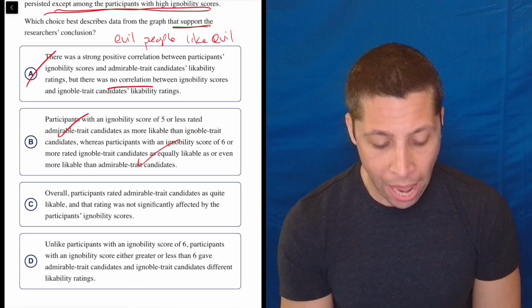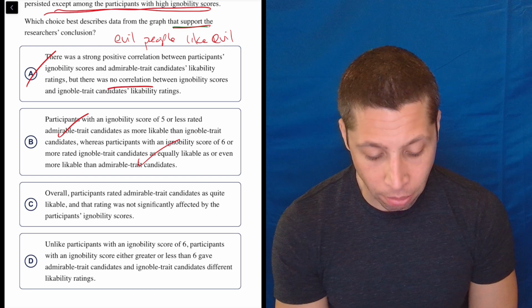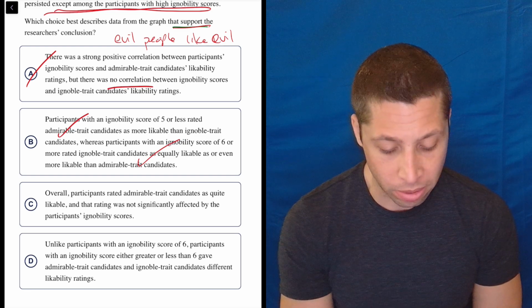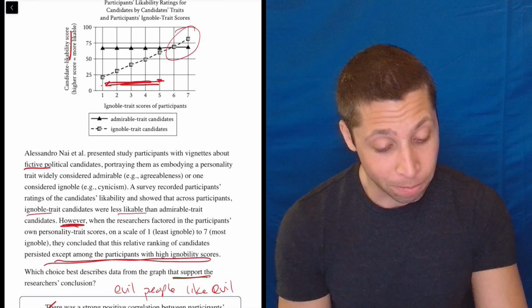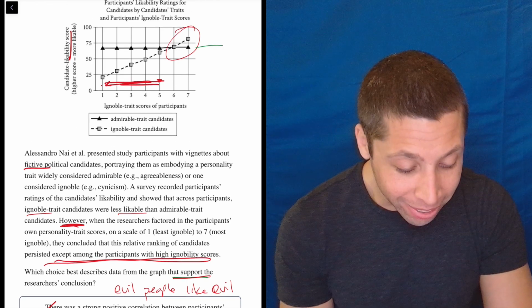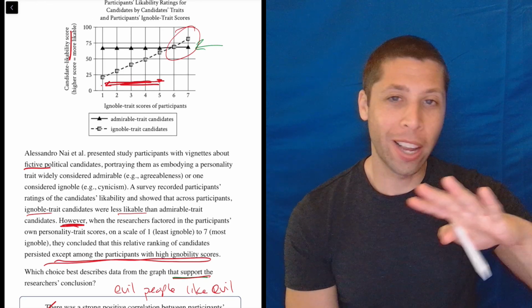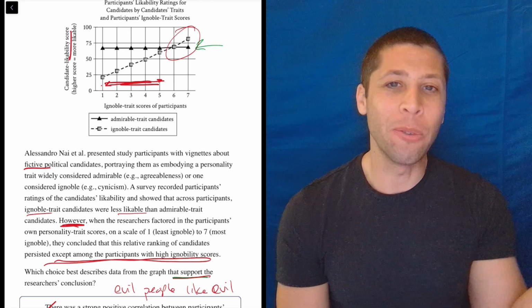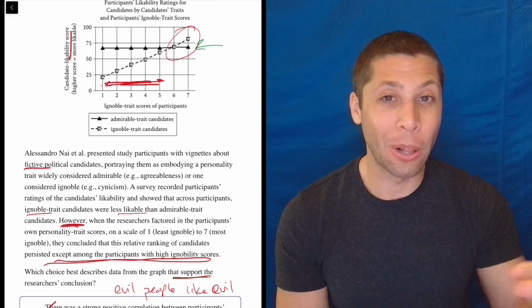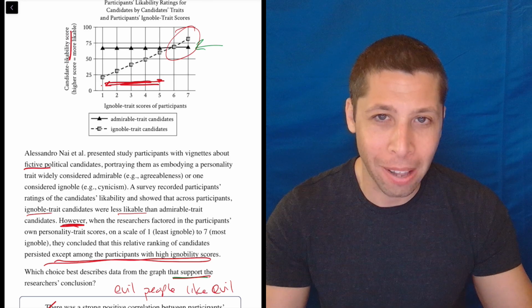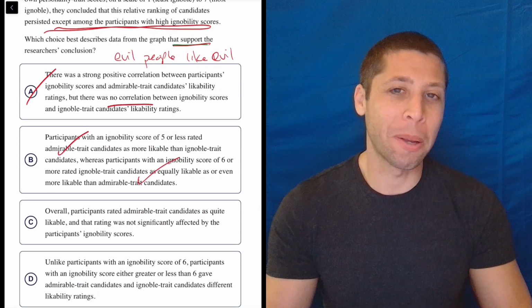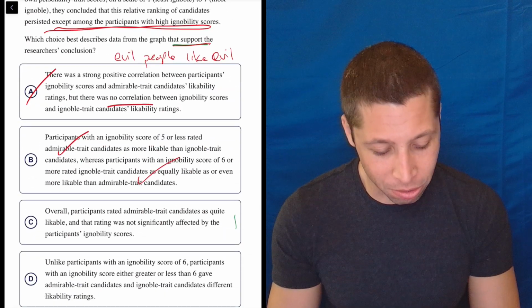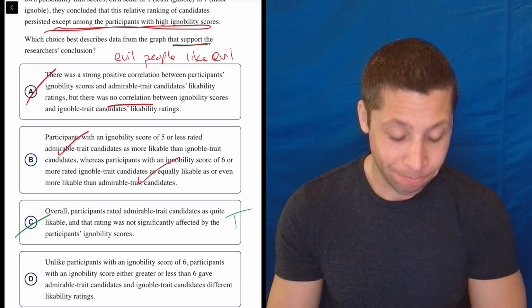Overall, participants rated admirable trait candidates as quite likable, and that rating was not significantly affected by the participants' ignobility scores. No, actually, that is true. So that is really saying that this line of triangles is kind of the same for everyone, that everyone thinks that the admirable people are the same level of admirable, I guess. So that's actually true. But notice our dumb summary is about the evil people. So this is true, but irrelevant.